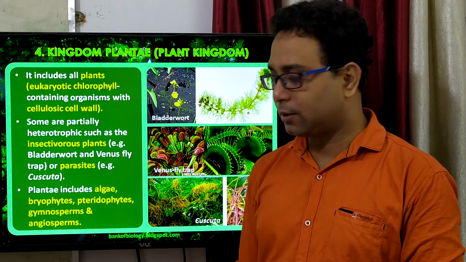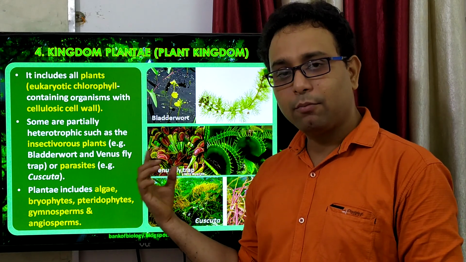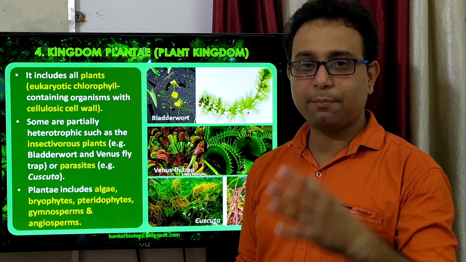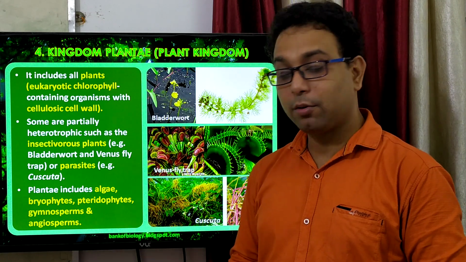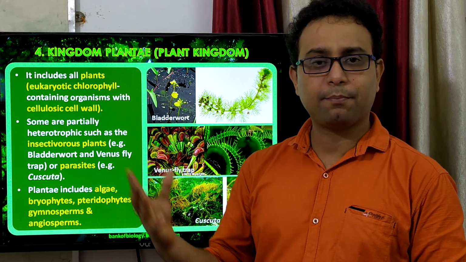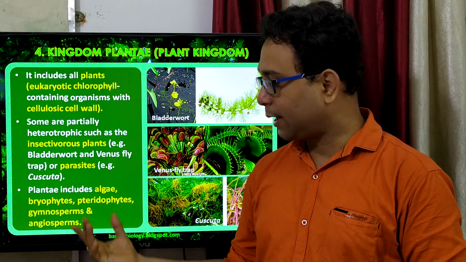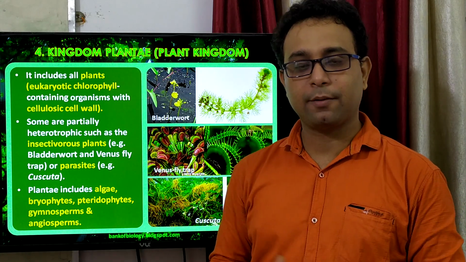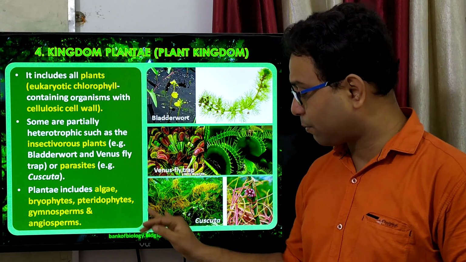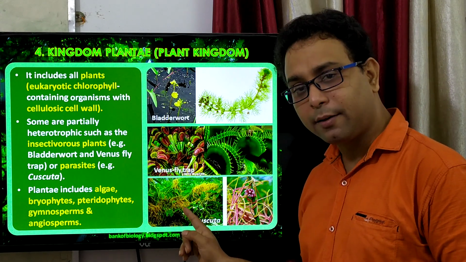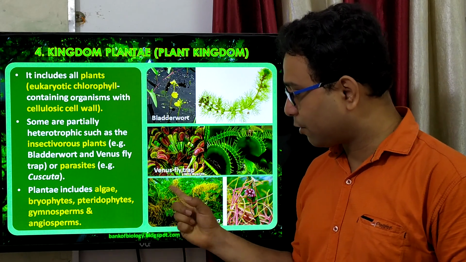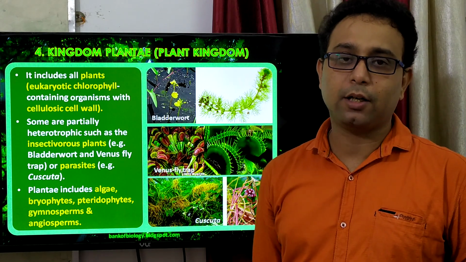But here is one example of each. For algae, the most common example is Pyrogyra. For bryophytes, an example is moss. For pteridophytes, the example is fern. For gymnosperms, the example is pine, and for angiosperms, the mango tree. All of these things we discuss in our later chapter. This is the Cuscuta plant. You see that it is yellow in color, meaning it does not contain chlorophyll, and it takes nutrients from the living green host plant.